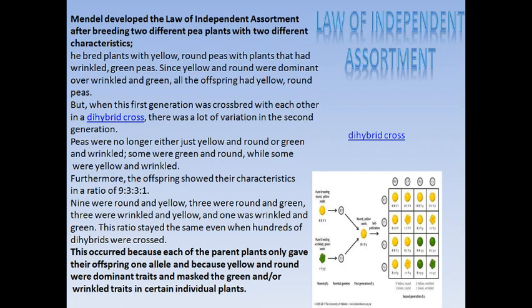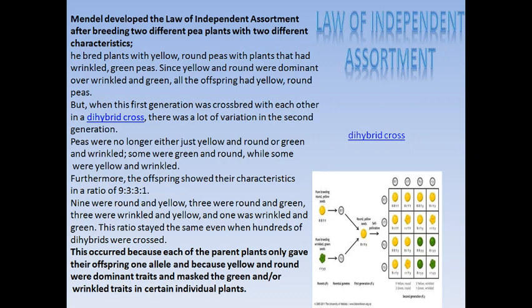This ratio stayed the same when hundreds of dihybrids were crossed. Why did this occur? This occurred because each parent only gave their offsprings one allele. Means again they are separated. Each factor, each gene, assorts independently. Yellow and round were dominant traits and masked the green or wrinkled traits in the first generation, but in the second generation, all these traits were assorted independently.